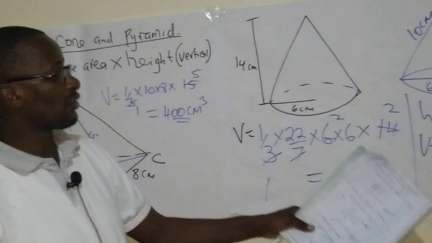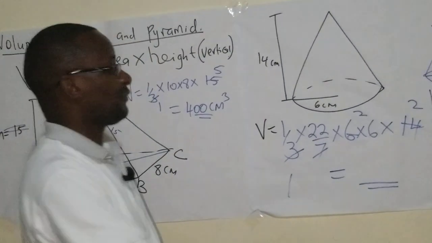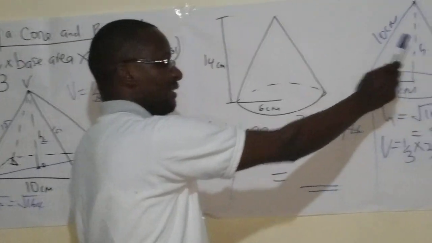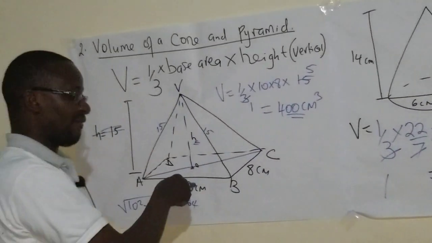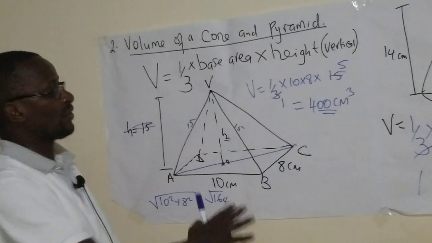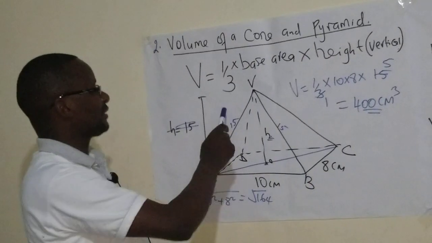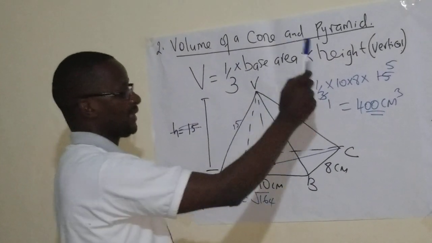So note what you have been given. If you are given the slant edge or the slant height for a cone, you must get the vertical height. If you are given the slant edge for a pyramid, you must get the vertical height. But if you are given the vertical height, then that will be a direct question. You just move on and apply this formula. Volume is given by a third base area times height.